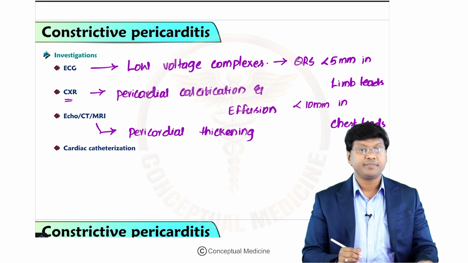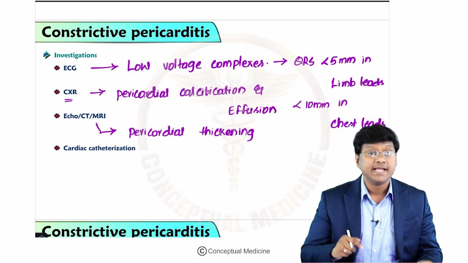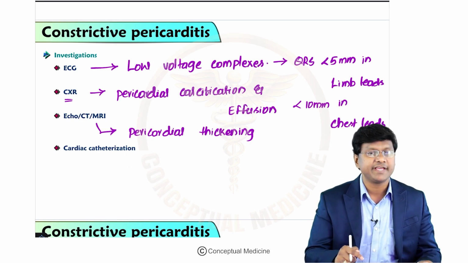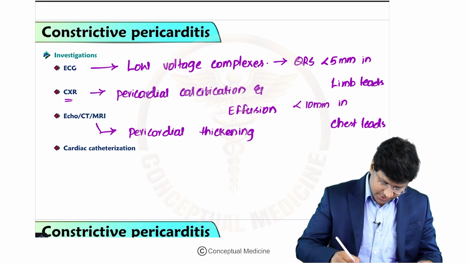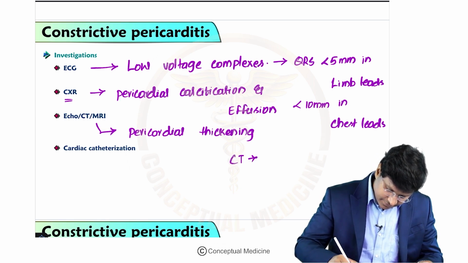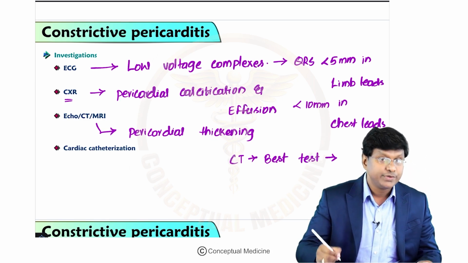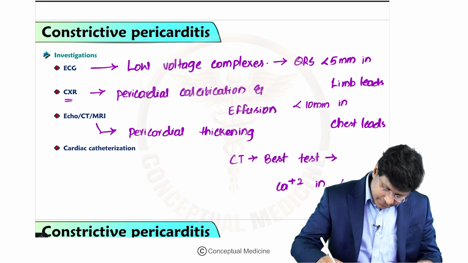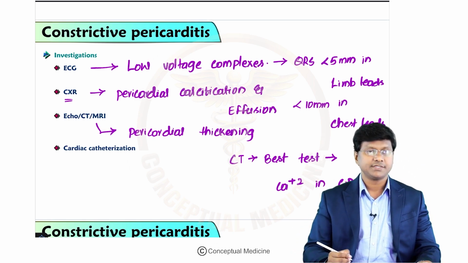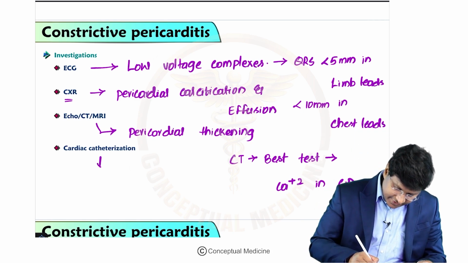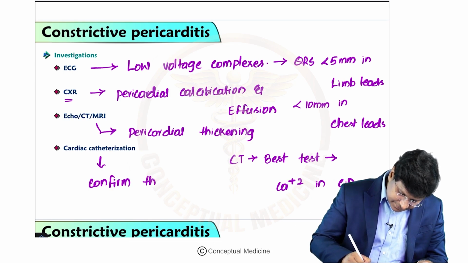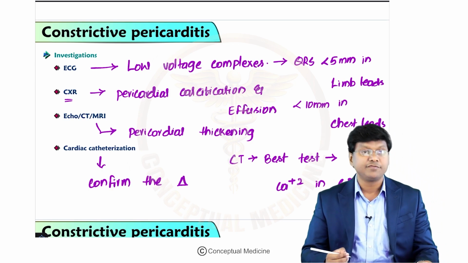Right, this will show the presence of pericardial thickening. And CT scan of the chest is the best test to demonstrate the calcification of constrictive pericarditis. Okay, so CT scan, it is the best test to demonstrate the presence of calcification in constrictive pericarditis. And cardiac catheterization will confirm the diagnosis.